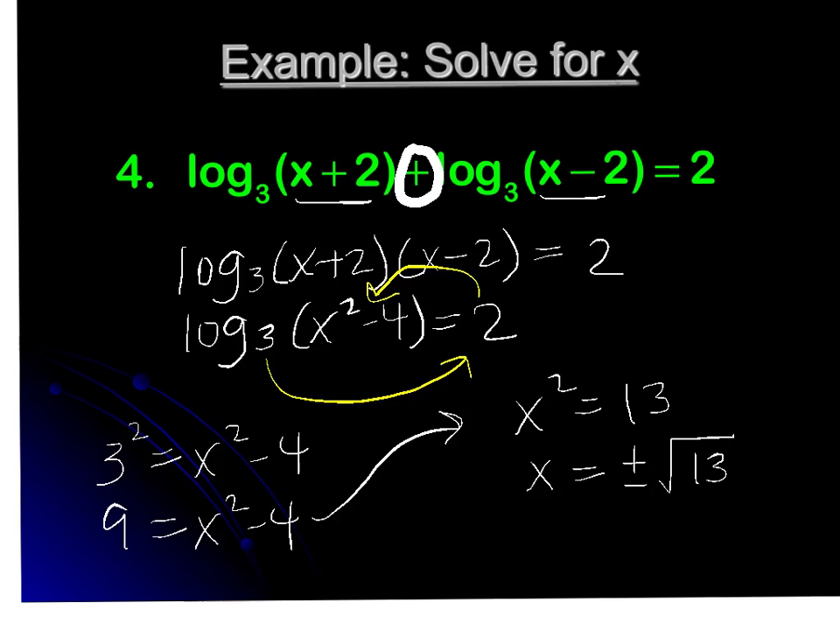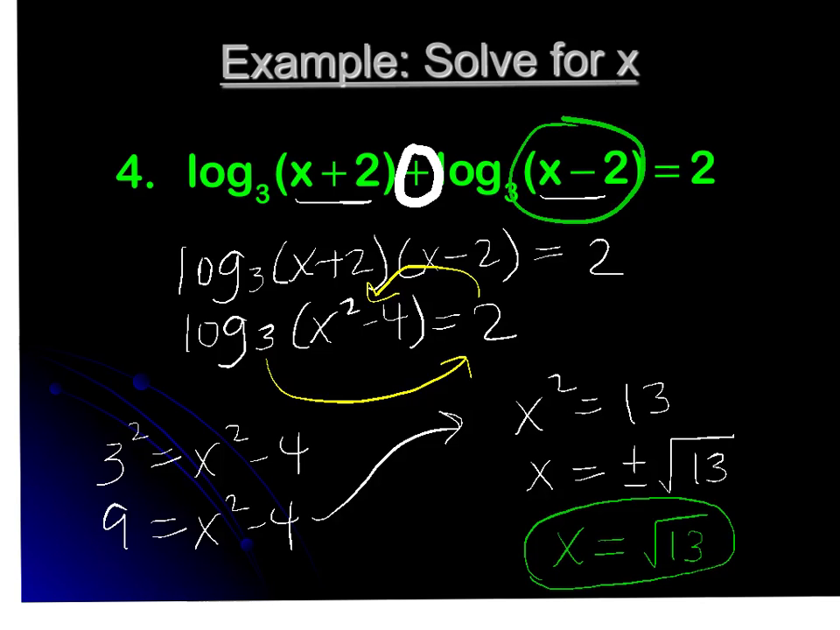However, we know from the domain that x here can't be negative root 13 because we can't take the log of a negative, since again it's restricted by the domain. So your only answer here is going to be x equals just positive root 13. Again, we can't have any negatives in our logs, and if you plug that in for one of these equations, you'd end up with a domain restriction. So be careful of negatives there.